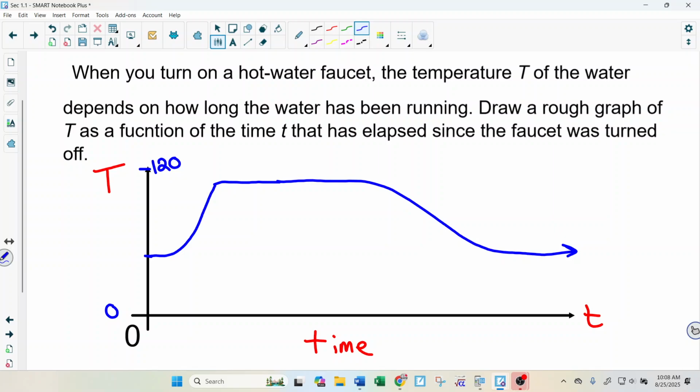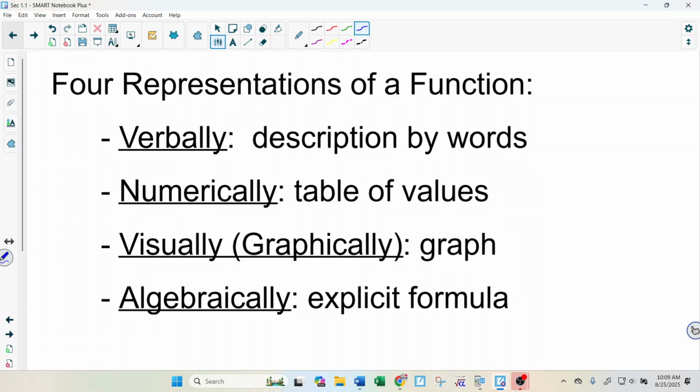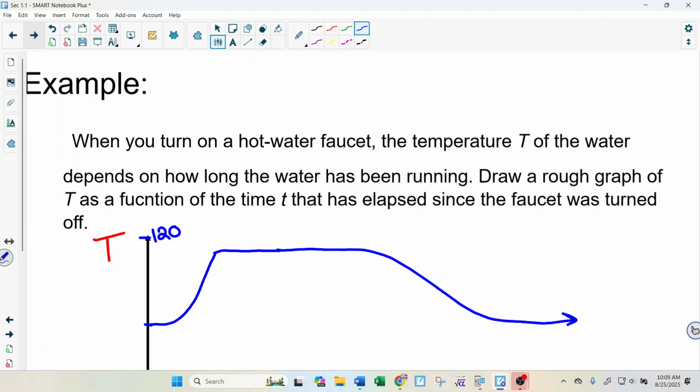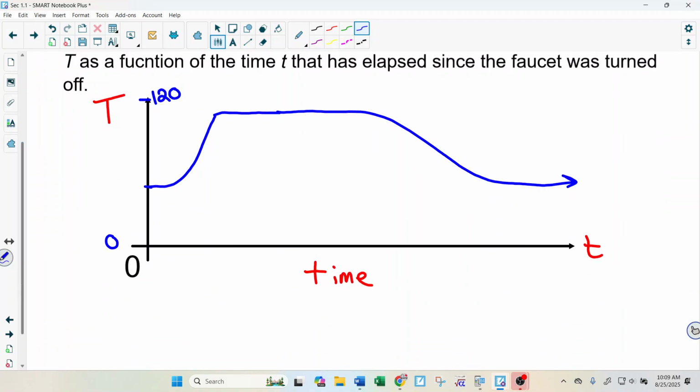So there's an example of a function. We took the verbal description in words, and then based on what we know, we came up with a graph of what that function would look like, right? It may be hard to find an algebraic equation that does something like that, but we could.